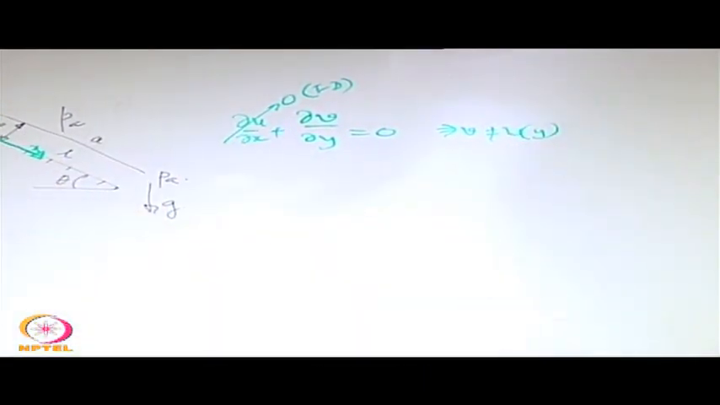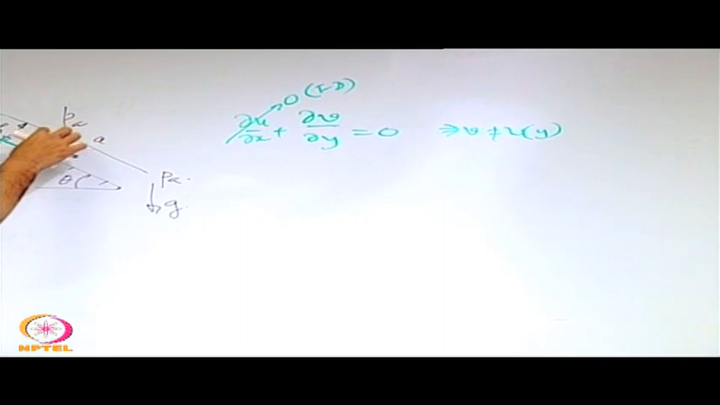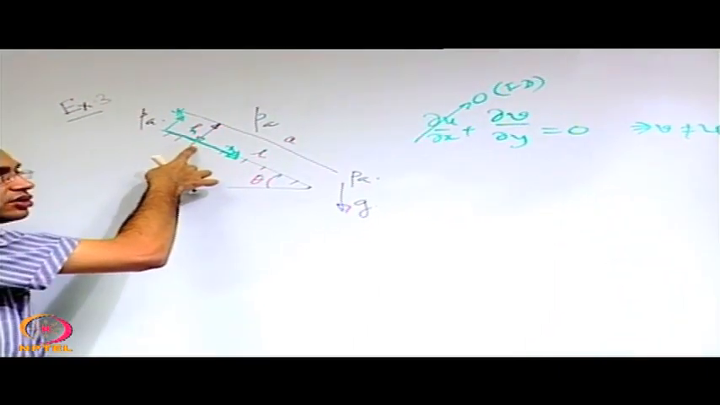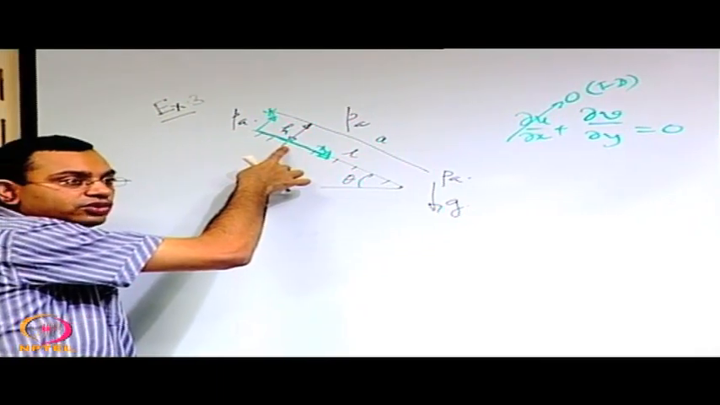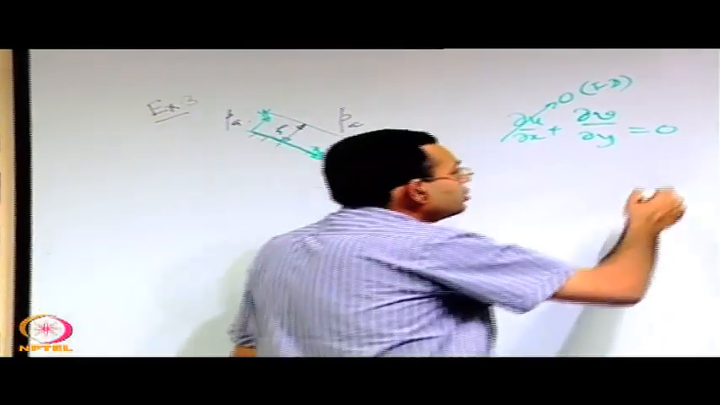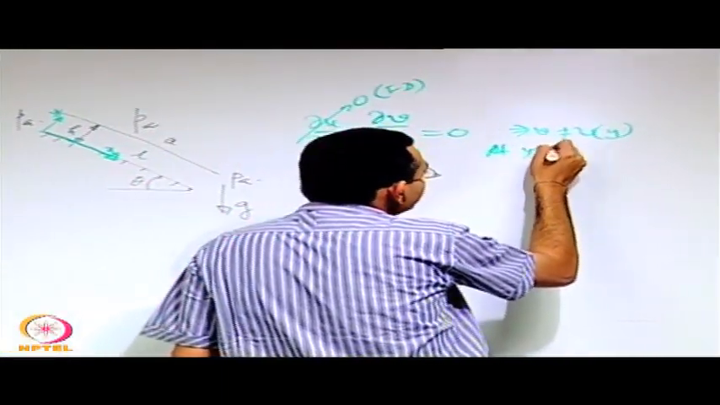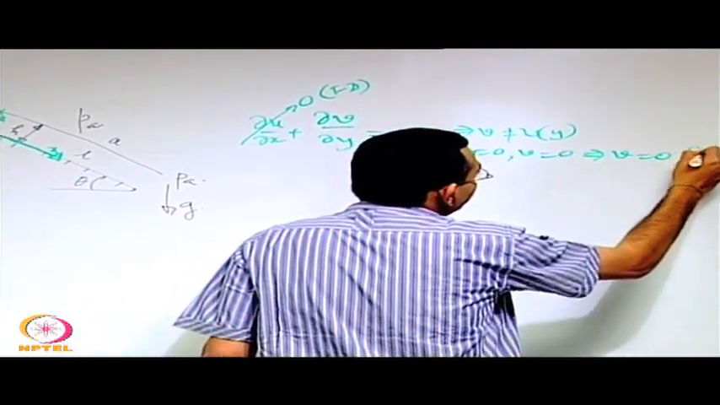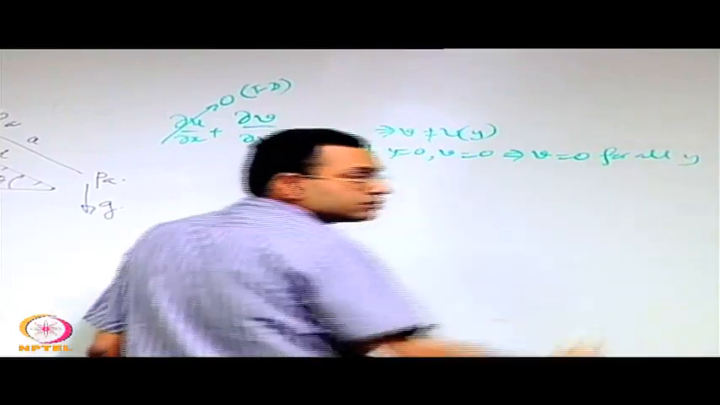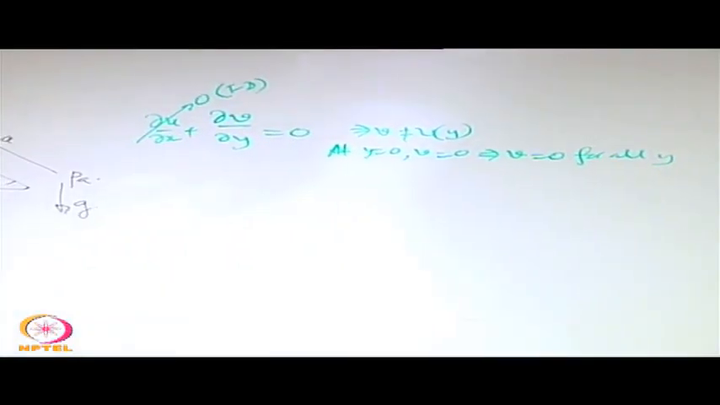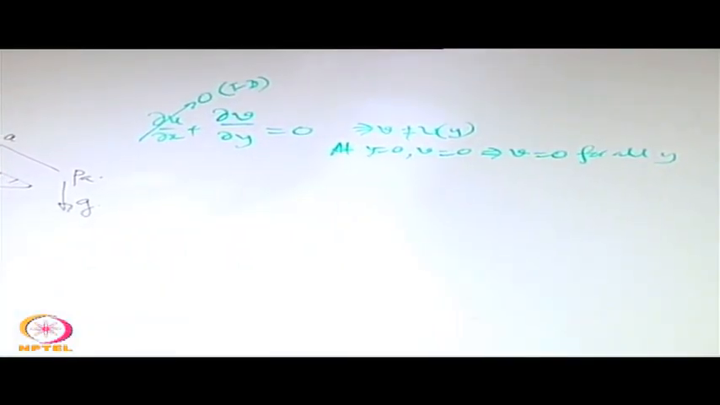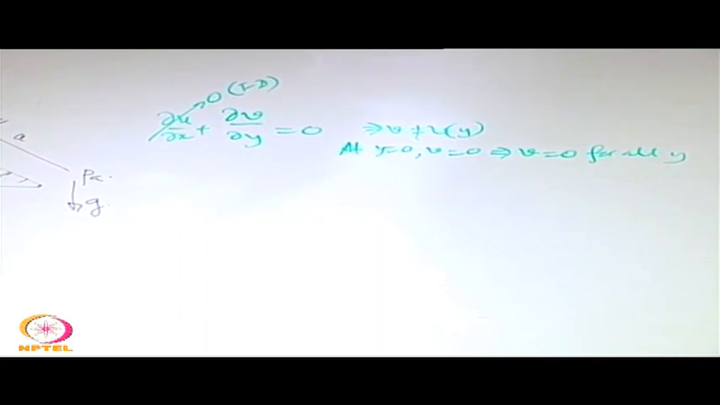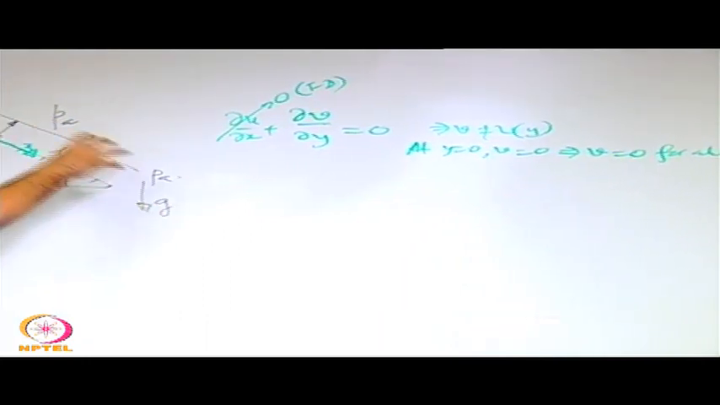Here you are not maybe sure about the interface between the liquid and the air, but the bottom wall at least you know that at y equal to 0, v must be equal to 0, the no penetration boundary condition. So, at y equal to 0, v equal to 0, this means v equal to 0 for all y. So, you are dealing with a situation where you have only u as the velocity component. Again we are modeling it as a 2-dimensional flow.